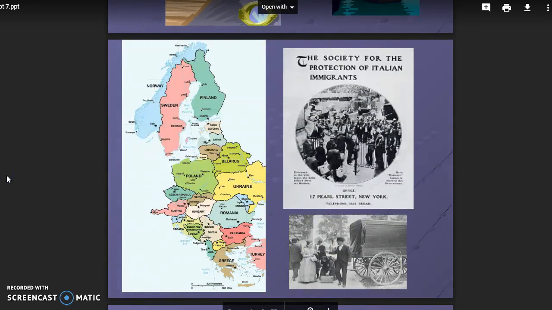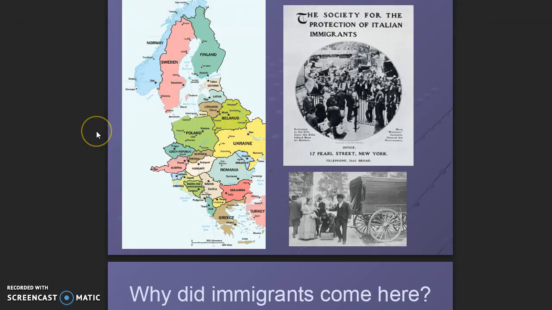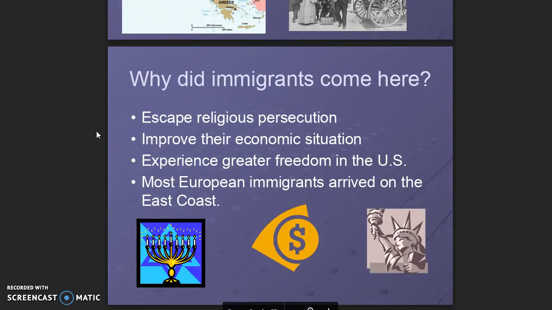If you look at the map on the left, this is showing you where all the immigrants came from. This area right here, which is all considered to be new immigrants. Why did they come here?